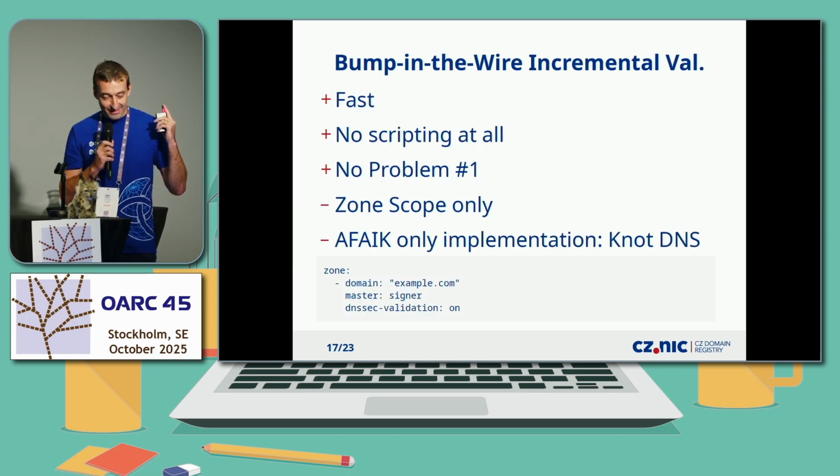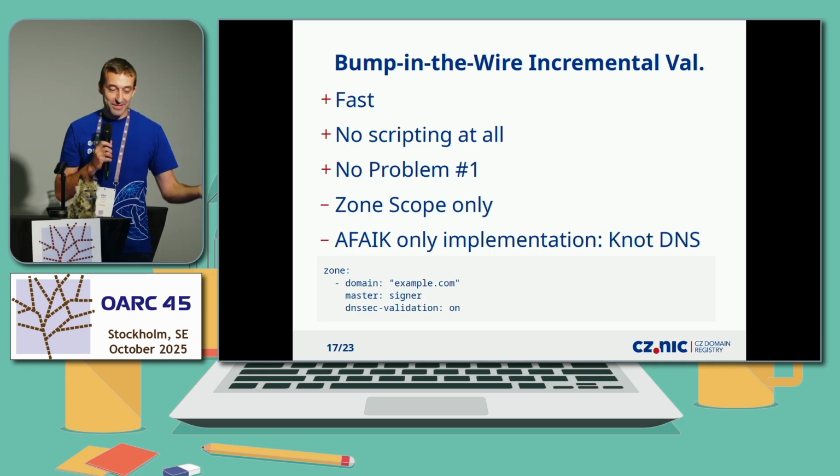The alternative is that the validation is part of the DNS authoritative implementation. So it's not external. It can then access both the old version and the new version and the change set between them. So it can really do the validation fully and incrementally at the same time. But there is only one implementation of this, which is Knot DNS.